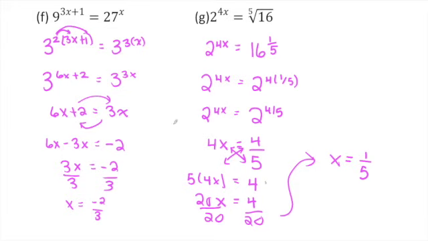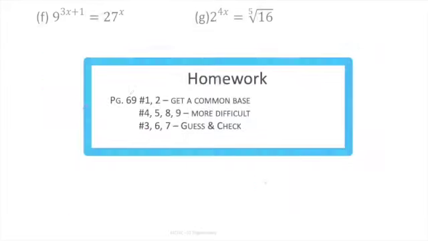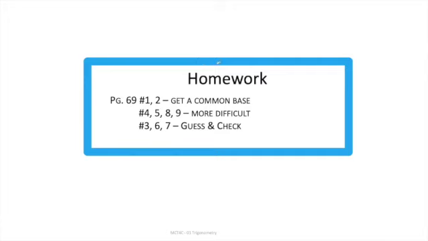Again, these get a little bit harder and just some little small tricks thrown in there, but in your homework, there is lots of examples. First ones are just like getting a common base, kind of simple. More ones, 4, 5, 8, 9 get more difficult. And then 3, 6, 9, you're going to use guess and check because I haven't showed you a method yet to solve these ones.